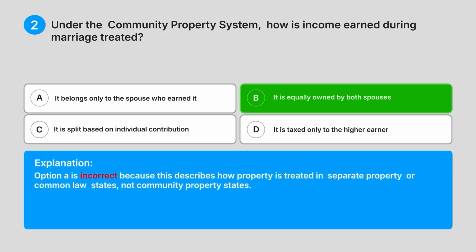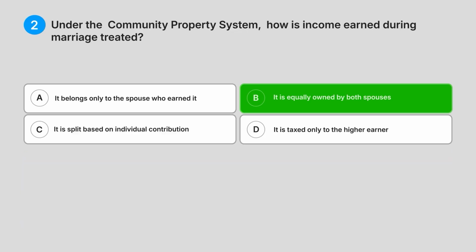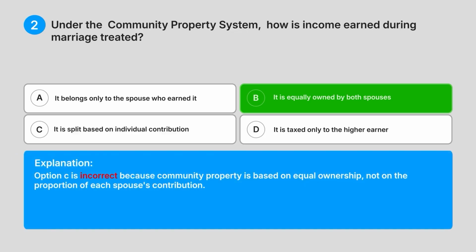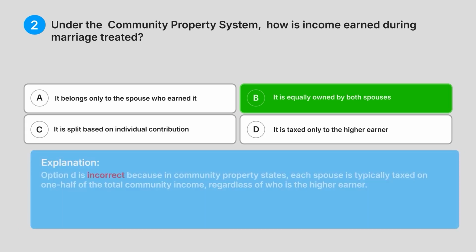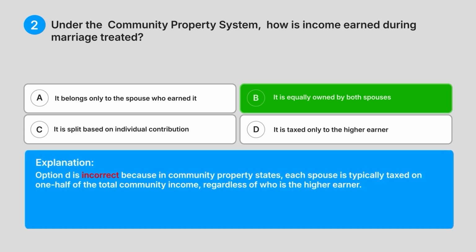Option A is incorrect because this describes how property is treated in separate property, or common law states, not community property states. Option C is incorrect because community property is based on equal ownership, not on the proportion of each spouse's contribution. Option D is incorrect because in community property states, each spouse is typically taxed on 1/2 of the total community income, regardless of who is the higher earner.